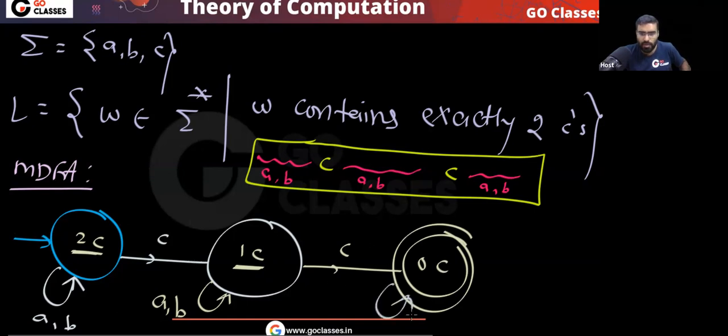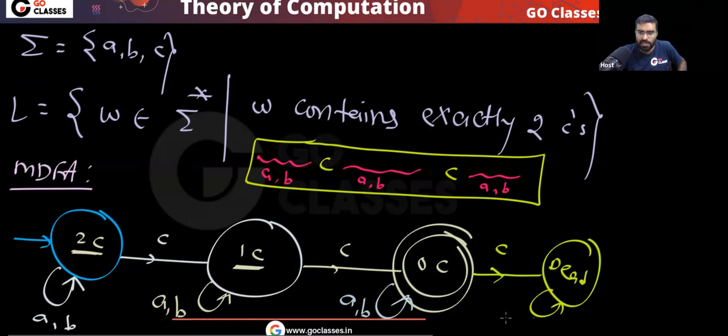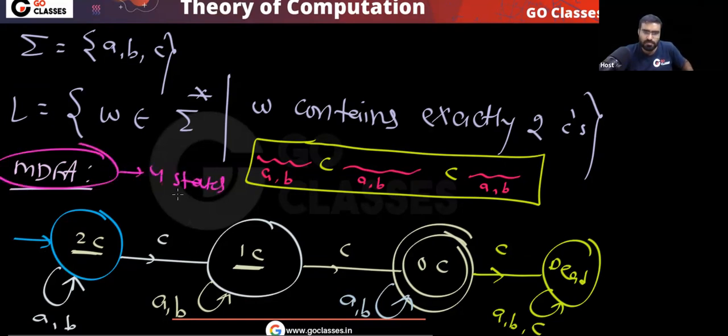Now if A, B are coming, you can ignore. But if more C's are coming, then what will you do? If more C's come, then you go to the dead state. Very simple. So this is your minimal DFA. In the minimal DFA, you have 4 states.